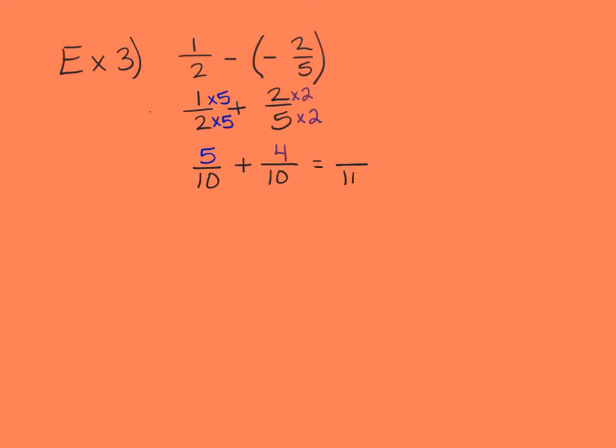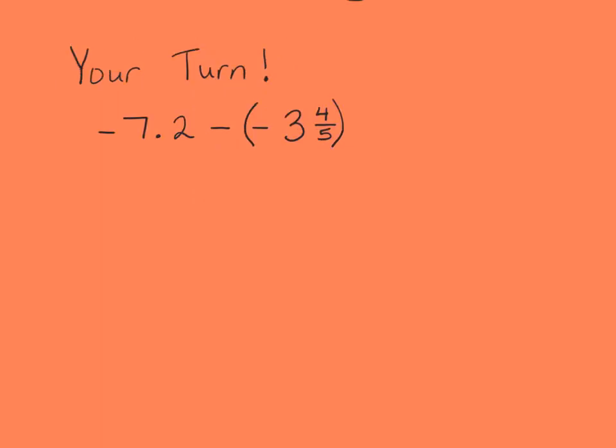Now that we have the same denominator, 10, we just add our numerators. 5 plus 4 is 9. And 9/10 is simplified. We can't reduce it any further, so we're finished.